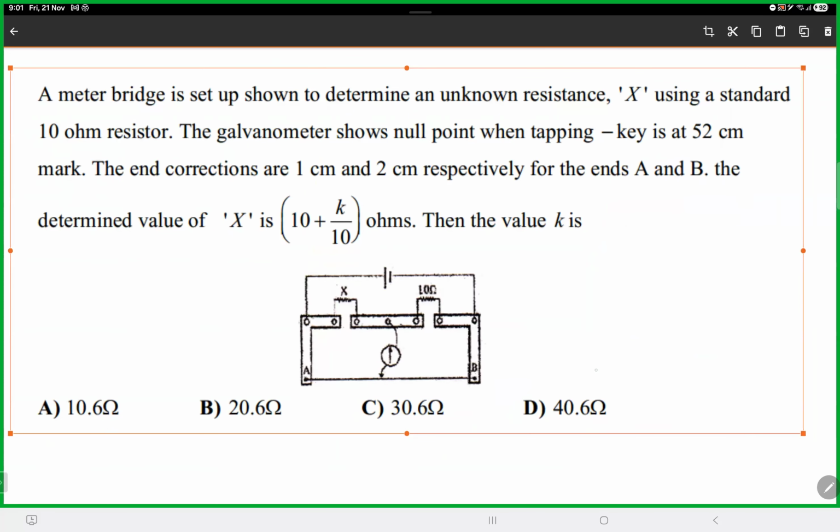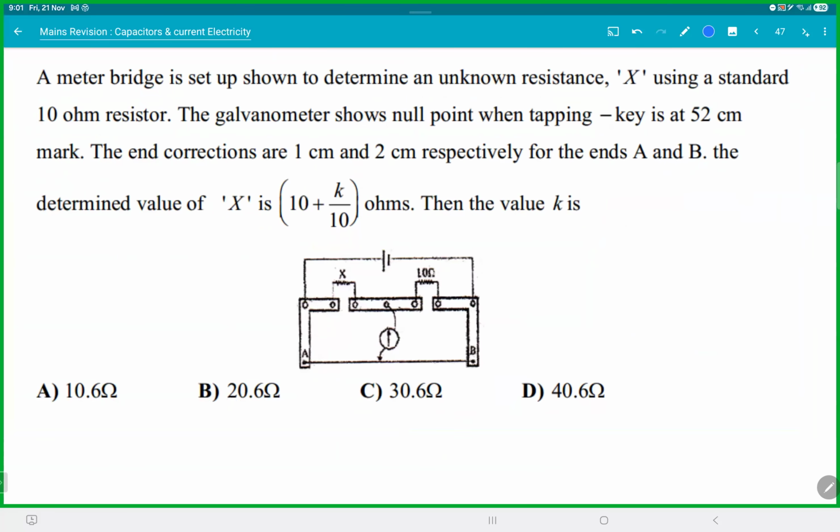Let's see a meter bridge question. Those questions will look tough and all, but if you got the hang of it, you can actually see and answer. Let's get this.